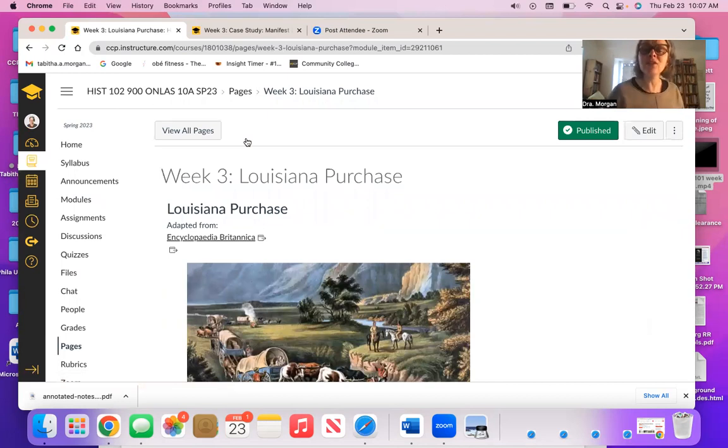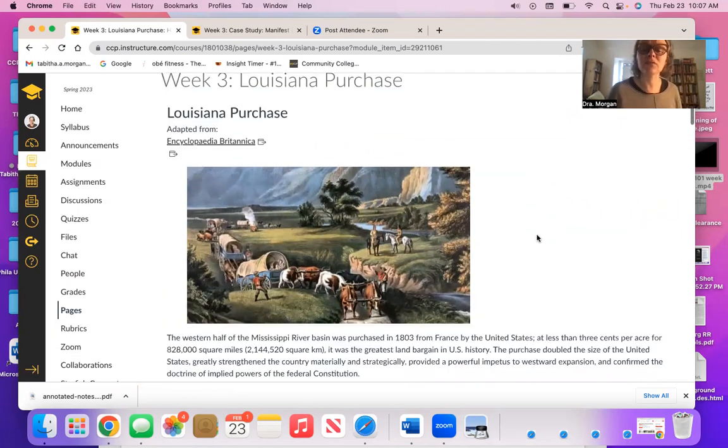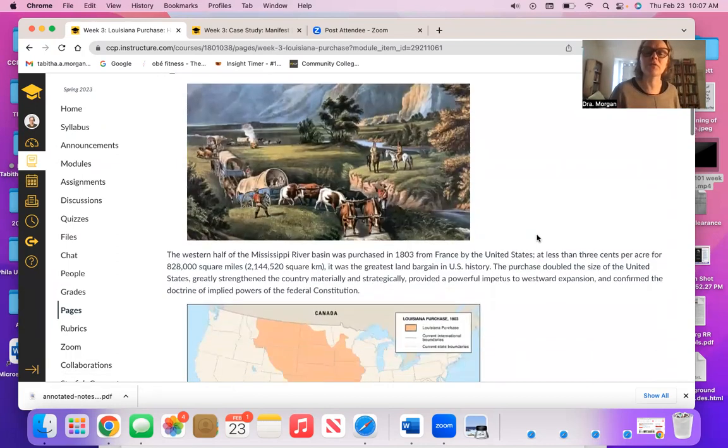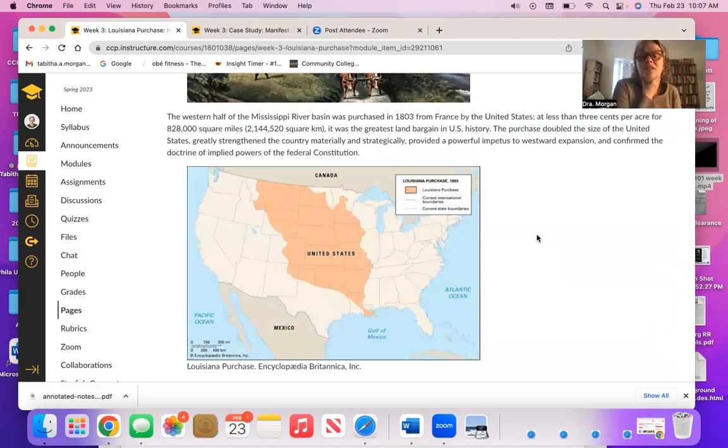All right, so let's get started. So again, you're just responsible for doing all the readings, but let me just give you a general overview and talk you through it a little bit. All right, so here's the Louisiana Purchase. This is what it looks like.